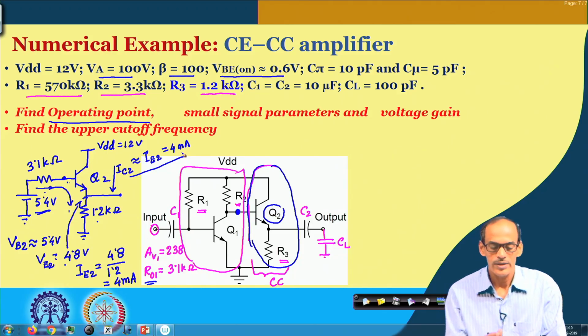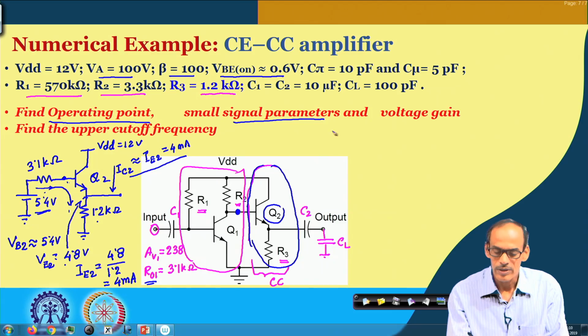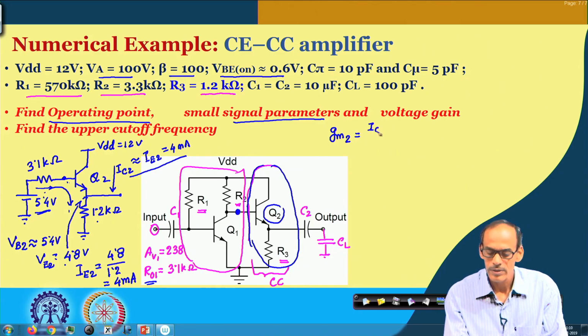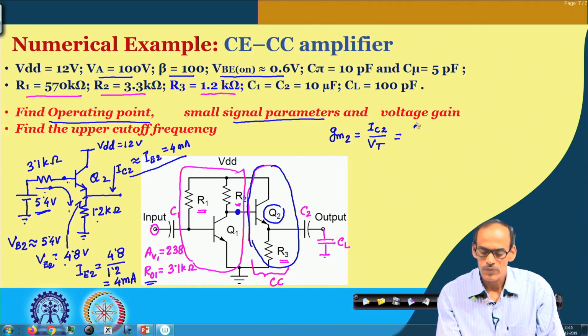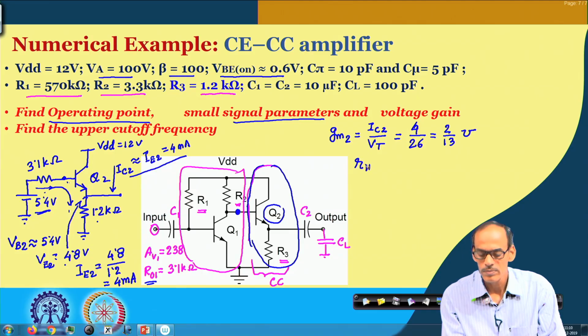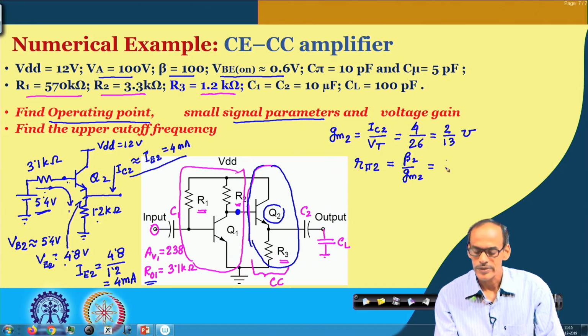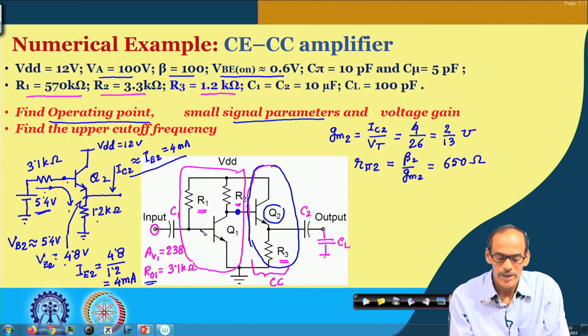So, using this information, we can get the small signal performance parameter, namely gm2. So, gm2 becomes IC divided by the thermal equivalent voltage, which is equal to 4 divided by 26, that means 2 divided by 13 mho, and then r pi 2. That is beta divided by gm. So, that is equal to 650 ohm. Okay. So, you might have observed that the r pi here and r pi here are different because their collector current levels are different.